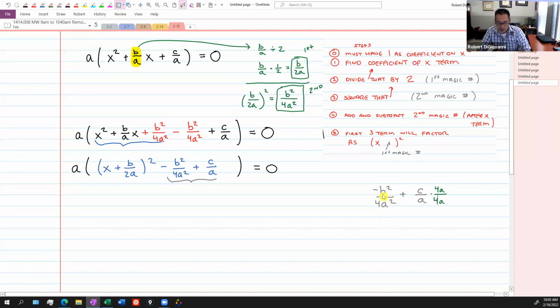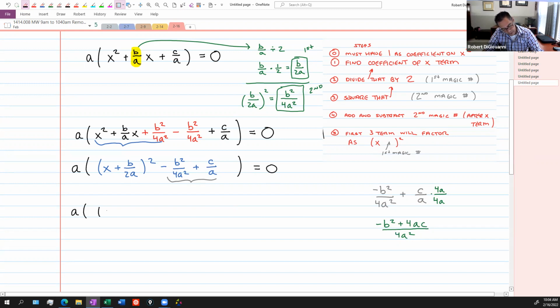Let's see what my numerator is. It's minus b squared plus c times 4a. I'm going to write that as 4ac. Are y'all starting to see pieces of the quadratic formula appearing here? All over 4a squared. That's those two together.